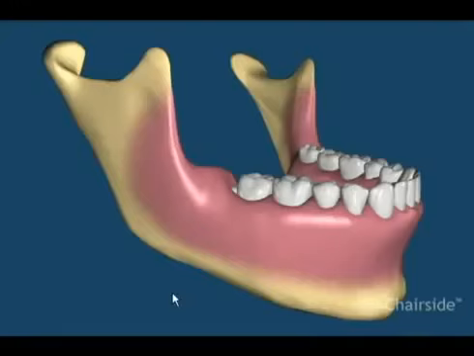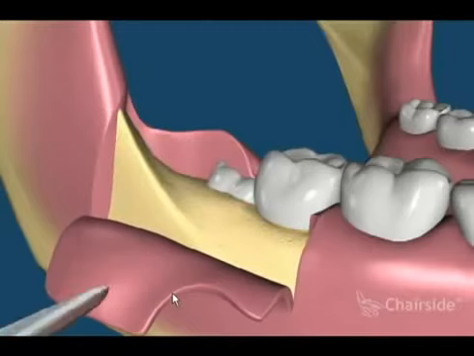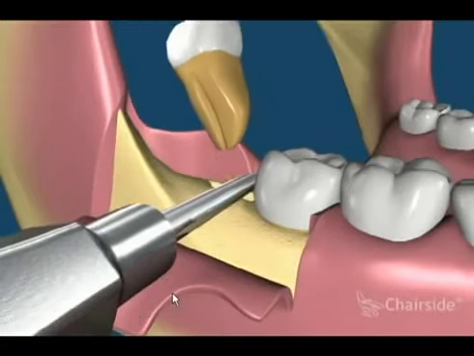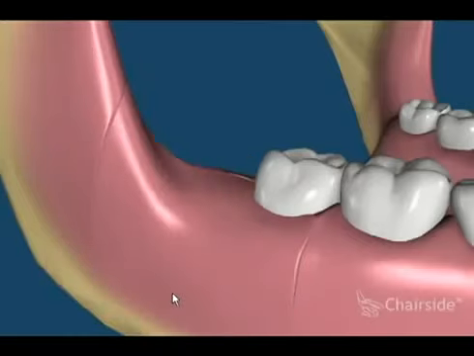This movie shows an impacted lower wisdom tooth. In the soft tissue removal situation, we raise the flap and usually elevate the tooth without removing any bone. The flap is repositioned and sutured into place. The sutures dissolve and the area heals.